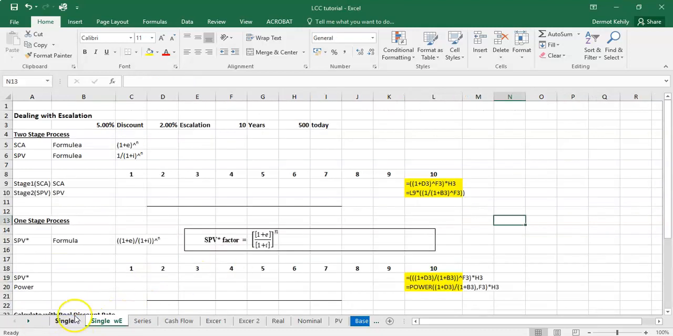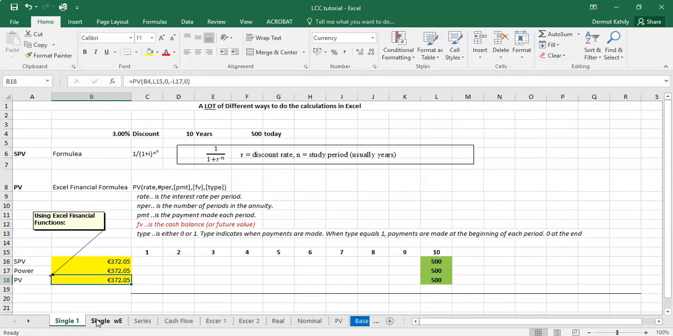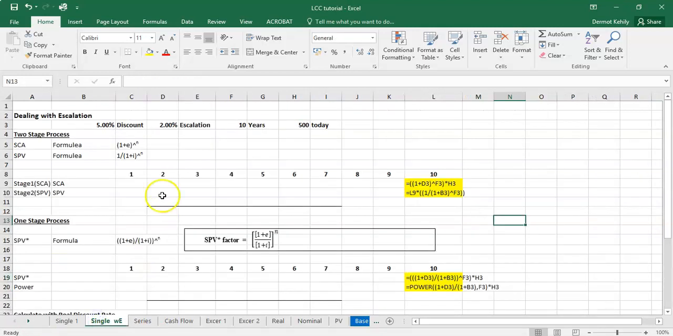Okay, moving on from our first sheet that we did single present value calculations to our next sheet, which is also single present value calculations, but this time we're dealing with escalation. So this gives us an opportunity to cost it in today's money, bring it up to an escalation over a period of time at a certain rate at 2% to 10 years, and then we discount it back. So the main thing is the difference between these two, the 5% interest rate or discount rate and the 2% escalation rate. You'll see what I mean as we go through the calculations.